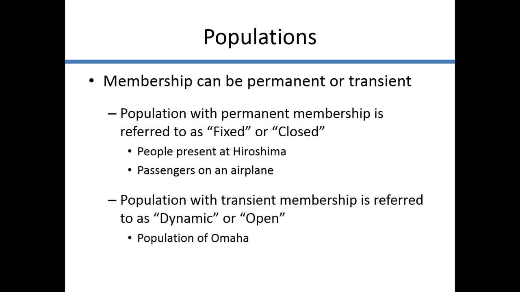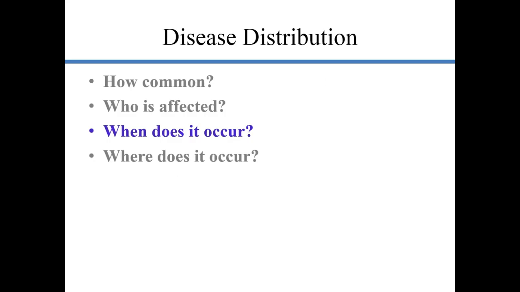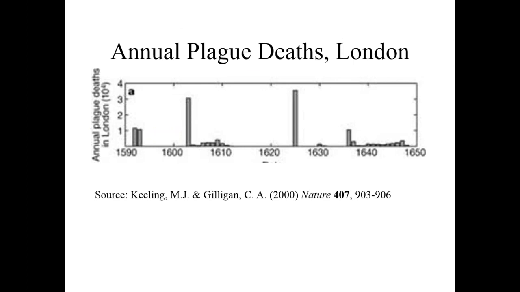So the population of Omaha, Nebraska, it can stay the same population forever. People leave, new people can come in. It can grow. The Nurses' Health Study can't grow at this point, but a dynamic population can grow. When does it occur? This is just a diagram of annual plague deaths in London.